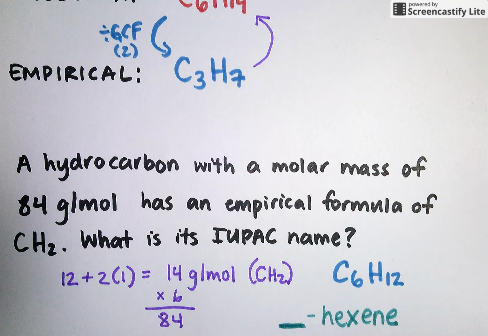We got to go from an empirical formula, figure out what I need to multiply to get up to that mass, and then do the multiplication. This is our end molecular formula. You could then hypothetically transfer that into an IUPAC name if you have enough information to do so.